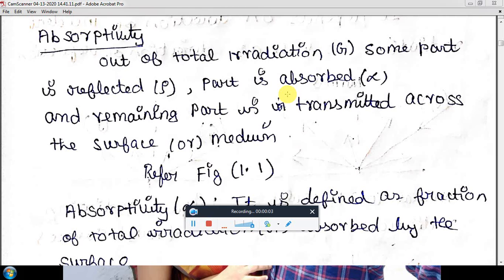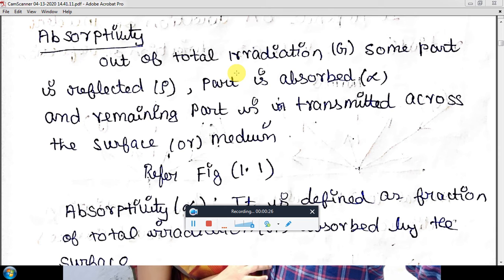Students, we are going to see the next topic on absorptivity, reflectivity, and transmittivity. So first we'll go through the term absorptivity. Absorptivity is defined out of total irradiation. We already know irradiation means the amount of radiation energy incident on a surface area per unit time.